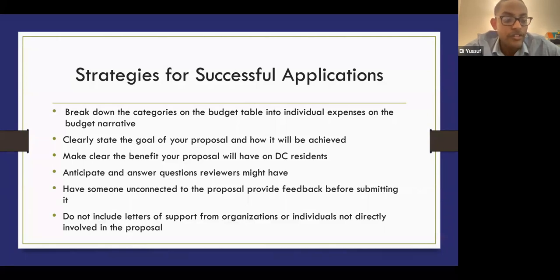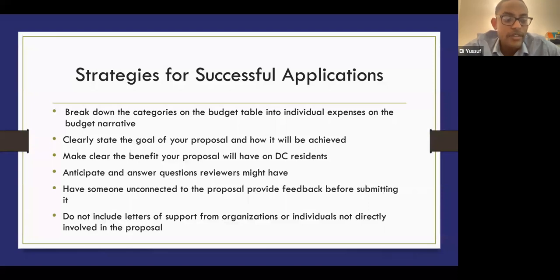You should still clearly state the goal or goals of your proposal and how it will be achieved. Make clear the benefit of your proposal and the benefit it will have on DC residents, specifically youths. Anticipate and answer questions reviewers might have. So this goes back to clarity, making sure the goals are clear, how you'll achieve them is clear, how the grant will help with that, and then how you measure success, the tools you use to measure success.